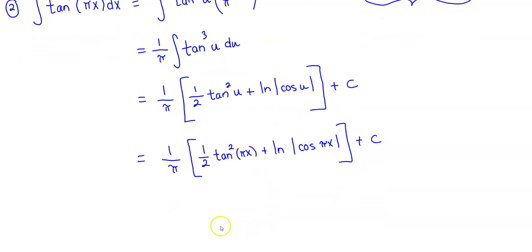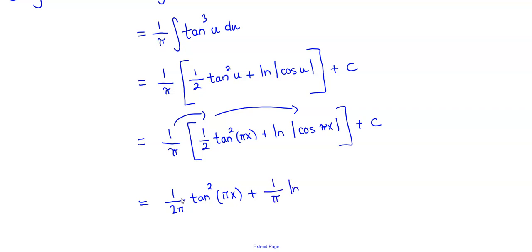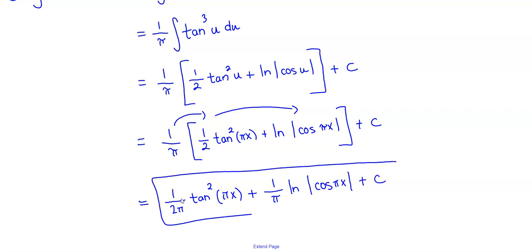And now we can just multiply and distribute the 1 over pi. So we would get 1 over 2 pi times the tangent squared pi x plus 1 over pi times the natural log of the absolute value of the cosine pi x plus c. And therefore there is our result.